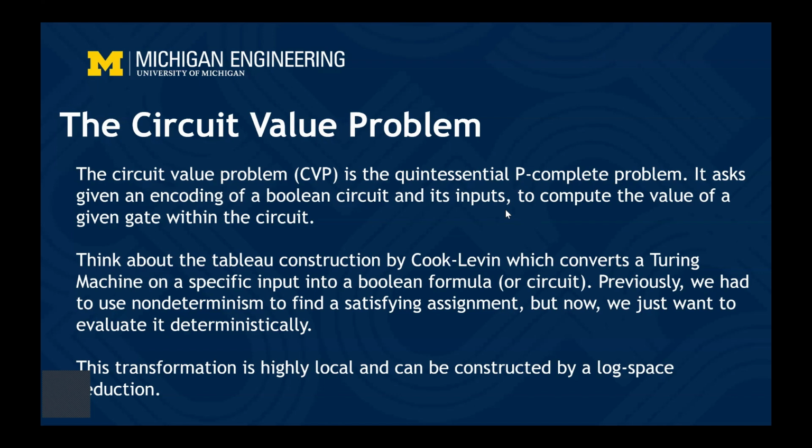And so the transformation from any P language to the circuit value problem, which encodes it, is highly local and can be constructed by a log space reduction. This can be seen, it's very similar to Cook-Levin, where the local state of each row only depends on a small local window. So to construct the circuit for this, you don't really need to store very much global state. You just need to know where you are, and that lets you index into previous rows of the construction. Next slide.